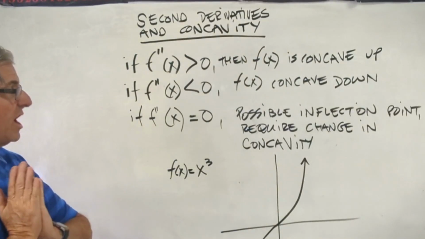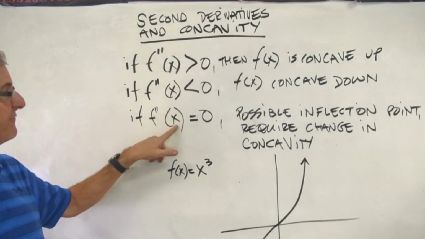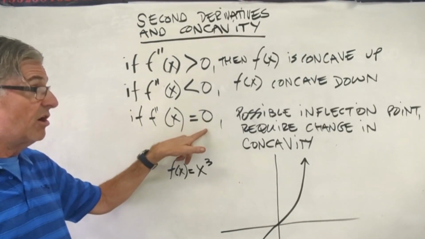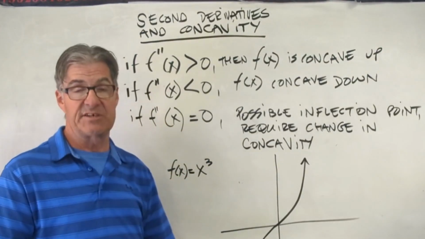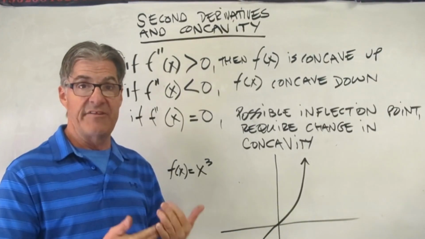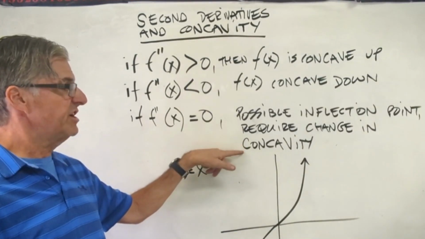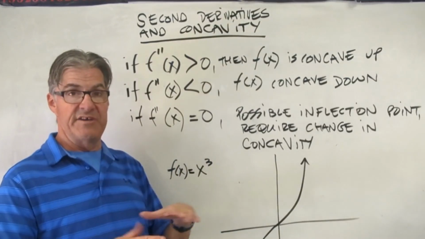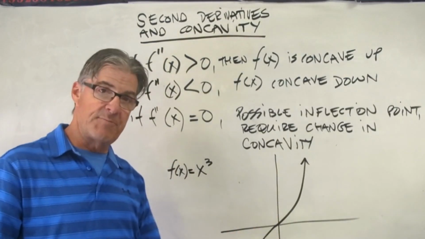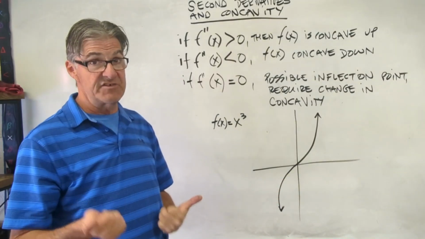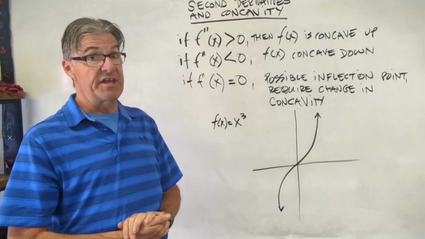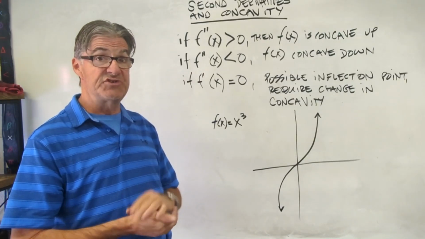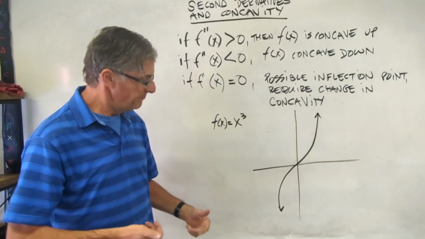Finally, for a certain x, if the second derivative of f of x is 0, it means we have a possible inflection point. That's where we change concavity. So if this point that equals 0 is surrounded by a concave up section on one side and a concave down section on the other side, then that's what we call an inflection point. So let's take a quick look at a graph that shows these 3 things.